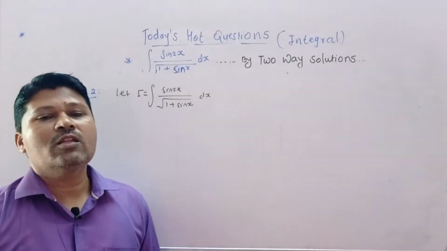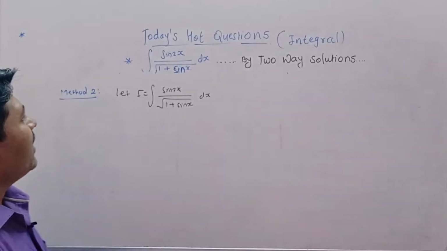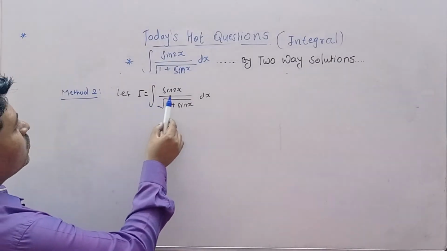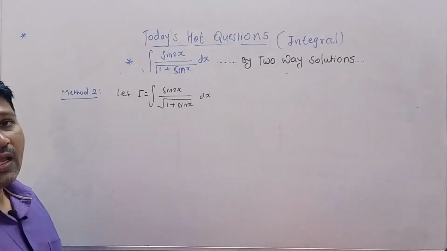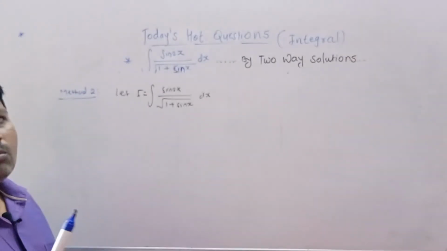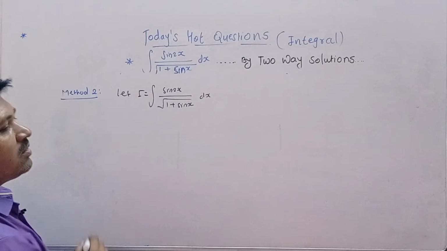Now we can find the solution by using method 2. Let's start. Given integration I is equal to the integral of sin 2x divided by under root 1 plus sin x dx, and now here I can multiply the numerator and denominator throughout by under root 1 minus sin x.